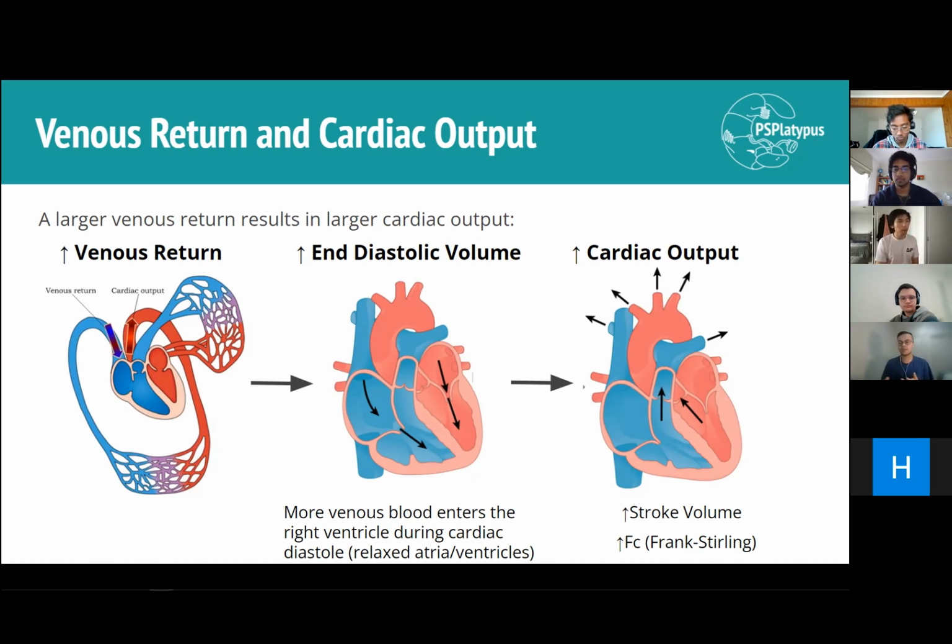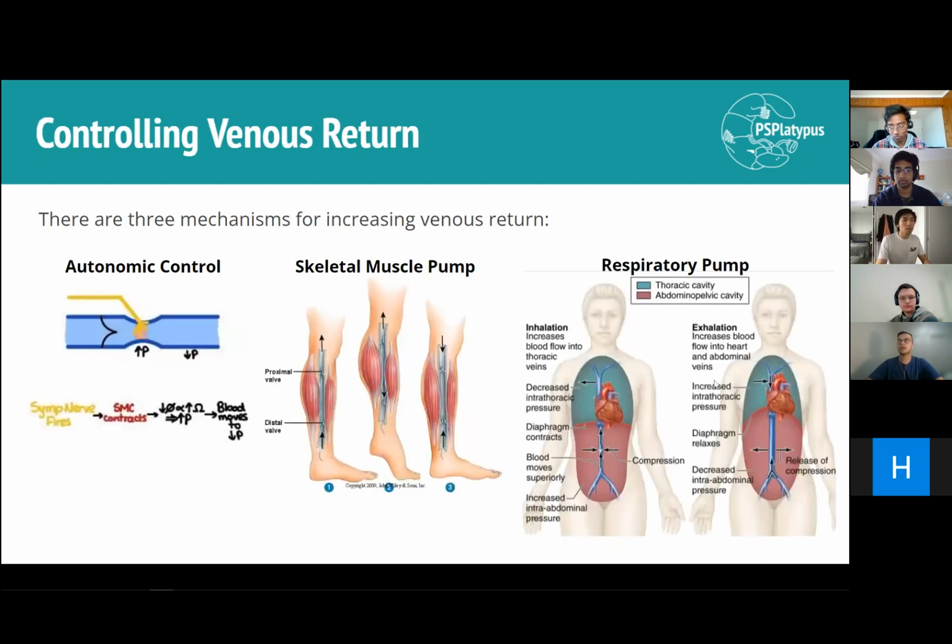And if that doesn't really make sense, I recommend going back to our previous slides and having a look at that concept of Frank-Starling, because it explains why greater expansion allows for even greater contraction as well. So you're able to deliver that higher volume of blood. Yeah, so here is just a diagram showing that. And up next, we have how we can actually control venous return.